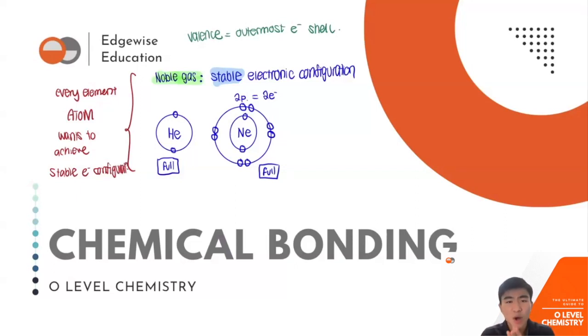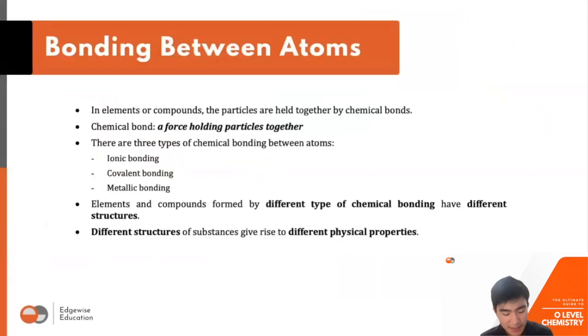So for example, no matter oxygen, lithium, sodium, etc., every single atom of these elements wants to achieve a stable configuration. That means they want to have a full valence electron shell. Now, this will help guide us in what we call chemical bonding. Okay, let's look at this carefully. Now let's go to the notes.